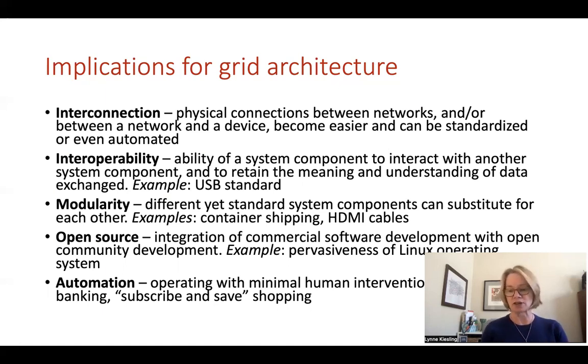What are the physical connections between networks, and what are the physical connections between a network and a device? Interconnection is the important basic characteristic when we think about grid architecture. Building on interconnection is interoperability, which is the ability of a system component to interact with another system component and to retain the meaning and understanding of the data that's exchanged across that interface.